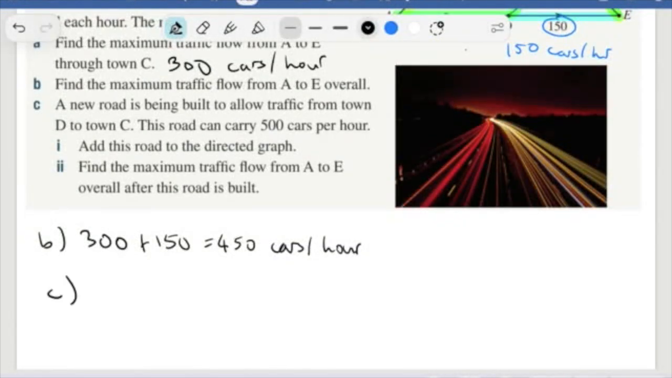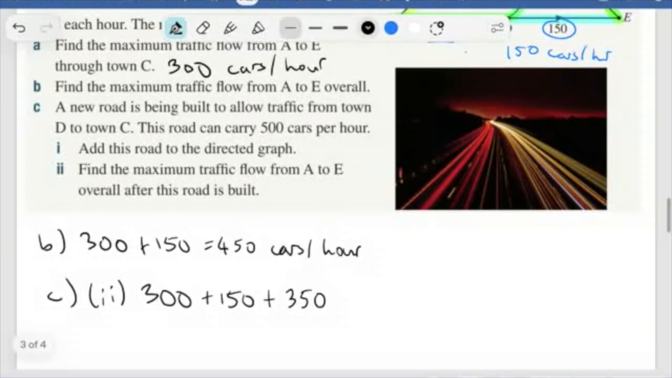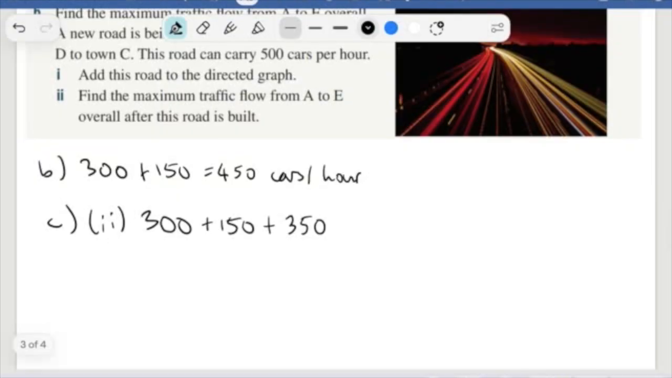So for part C2, our flow is the 300 plus the 150. That's what we had before. But plus the extra 350 that can flow through now that we've added this extra road. So that increases now our new maximum flow from 450 up to 800 cars per hour. So just adding one road that can accommodate has now basically almost doubled our flow throughout this entire system.